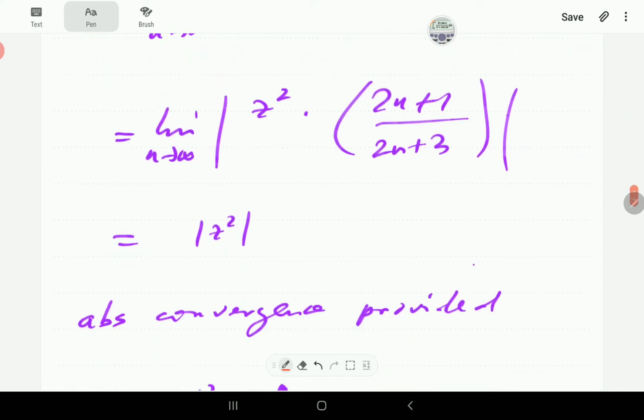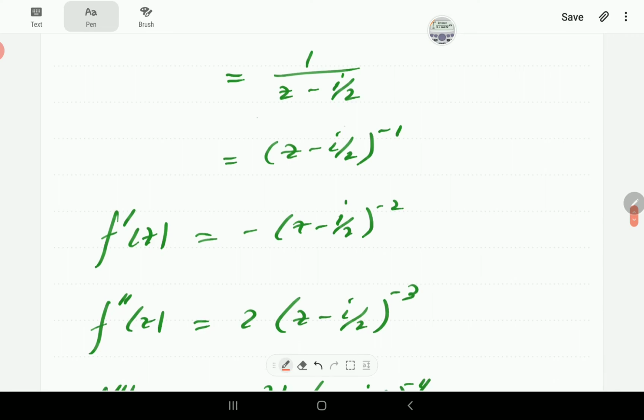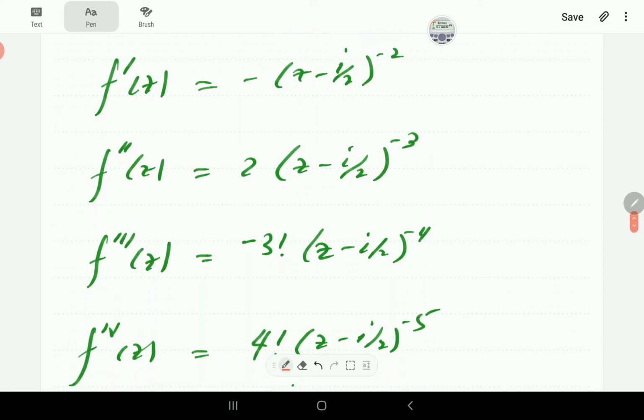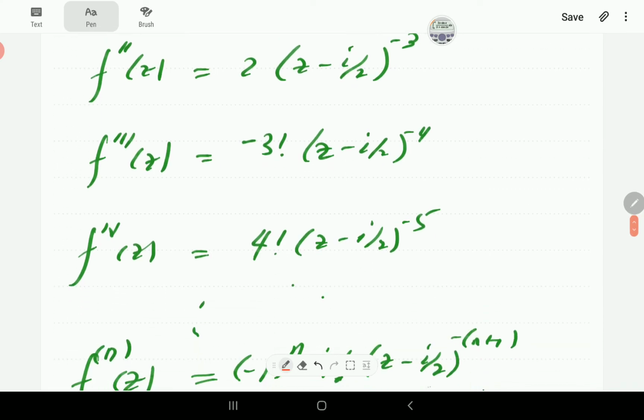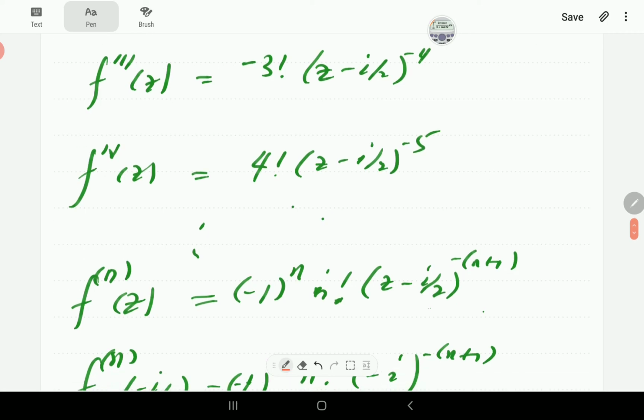All right, so down to example C now. Example C is 2 over 2z minus i. The expansion is centered at minus i. We are going to find that it's convenient to divide through by 2 here, so that this thing looks like this, and then we can now differentiate repeatedly. It's going to be the first order derivative, second order, third order, fourth order. At this point, we notice that the derivatives alternate in sign.